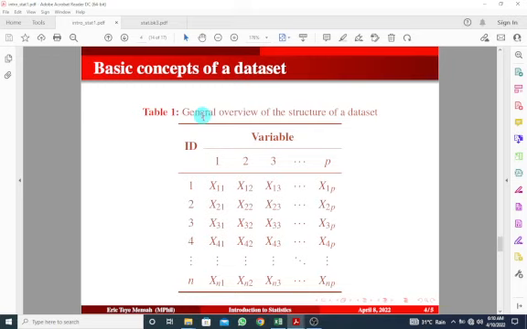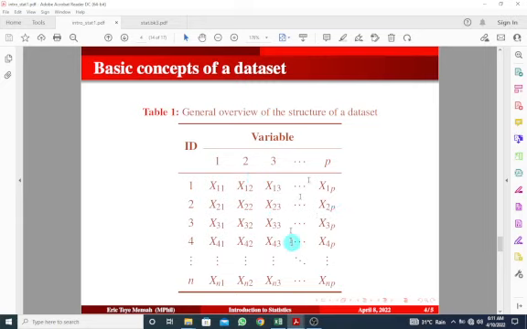So this is the general overview of a data set as shown in table 1. I have my ID sitting in the first column, assuming this is my Excel sheet, and I have the variables sitting in the other columns, right? So these are the indexes for the variables 1, 2, 3 up to P, and these X indexes are basically the data points or values for each variable.